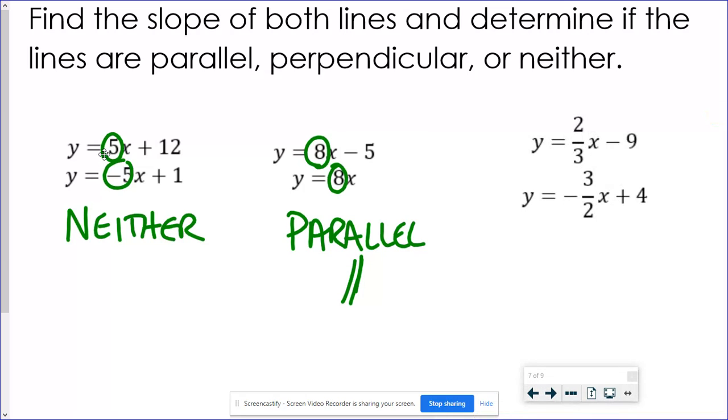And for this last one, the first one has a slope of 2/3. This one has a slope of -3/2. Different signs, flipped it over, those are perpendicular.